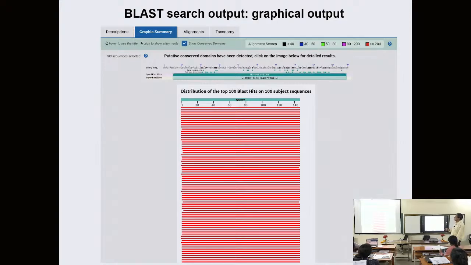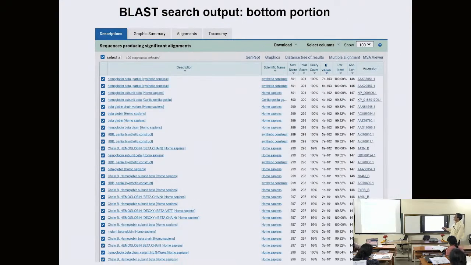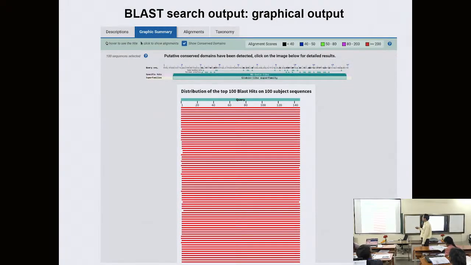Then there are the descriptions of the hits, and you can click on the graphical summary to see the graphical summary of the hits. At the top you are shown, I think, beta globin, from here to here, a total of 147 amino acids, and these are the hits. You can see that for the first few hits, it's 100% query coverage. So query coverage is okay. This was about the domain actually.